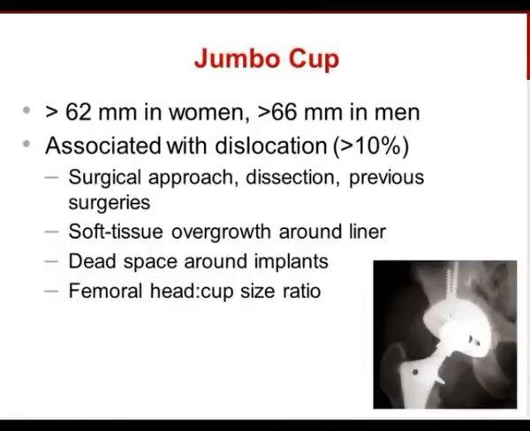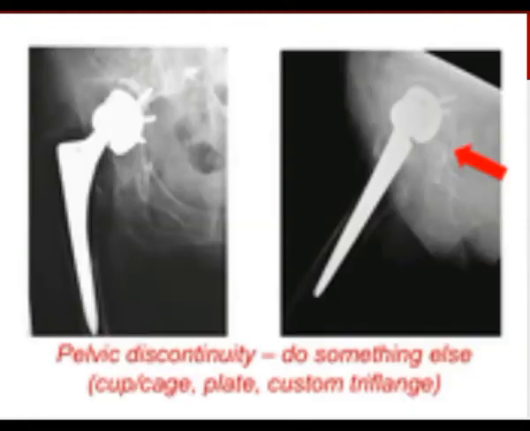A jumbo cup is typically defined as being greater than 62 millimeters in diameter in women and 66 millimeters in men. A couple things to remember with jumbo cups is that they have been associated with an increased dislocation rate. That probably should be no surprise. These patients have often had many operations. They have deficits in their soft tissues. There can be a significant amount of dead space around the implant, and you want to really maximize the femoral head to cup size ratio.